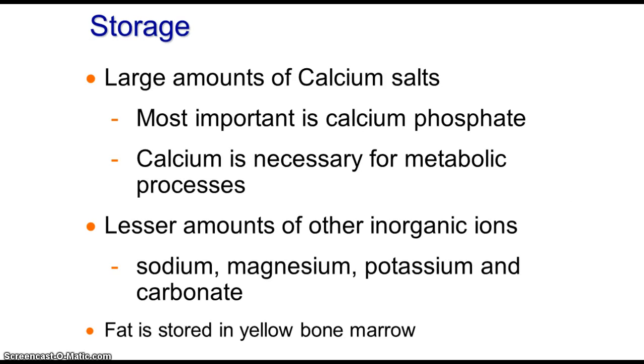Storage: we have a large amount of calcium salts that are stored within our bones, most important being calcium phosphate. Calcium is necessary for many of our metabolic processes, and this idea of calcium is constantly being added and removed from our bones in order to fulfill these metabolic processes, and our body uses a negative feedback loop to make this happen. Some lesser amounts of other inorganic ions such as sodium, potassium, magnesium, and carbonate are also found in our bones. Also, we have fat, which is stored in our yellow bone marrow. We'll talk a little bit more about that in the following slides.